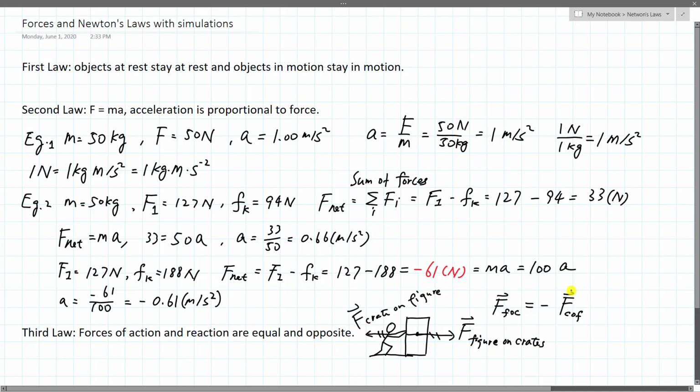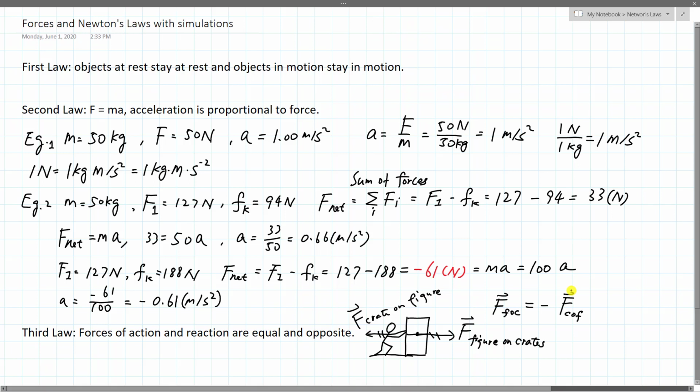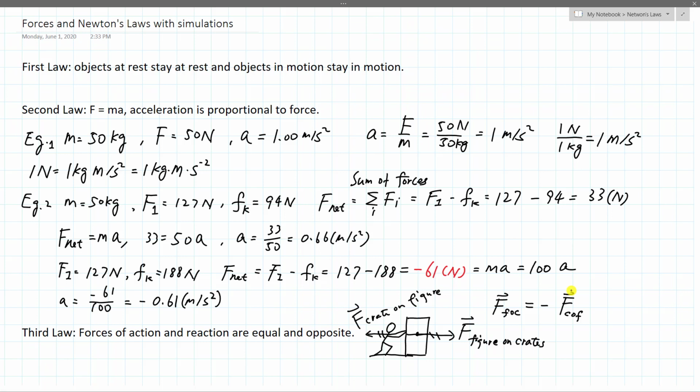So think about this. Say you're being pulled by Earth's gravity downward, right? And at the same time, you're pulling Earth up with the exact same amount of force upwards. So it's not like you're the only object feeling the force between you and the Earth. The Earth also feels you because you're pulling it upward.